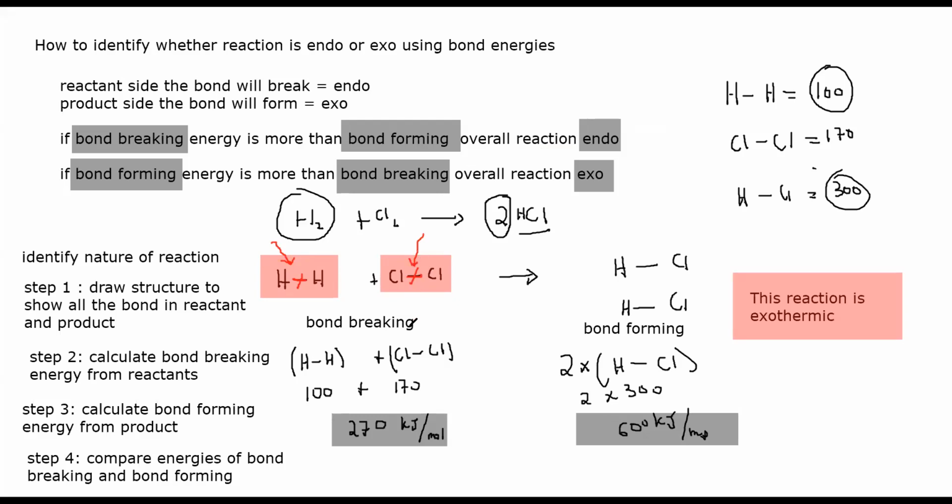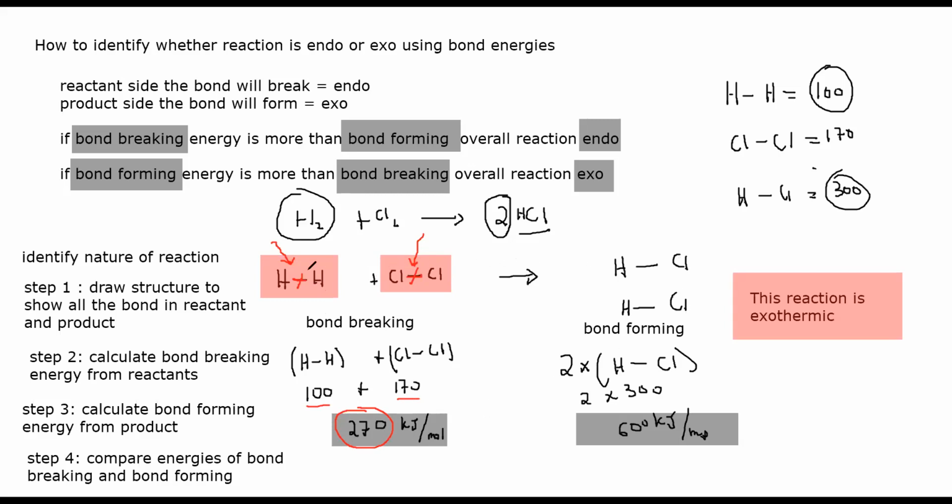Because bond breaking is endothermic. Bond breaking always absorbs energy, or takes in energy. So the bonds on the reactant side will first break and absorb energy. First we identify how much energy is absorbed by these bonds when they are breaking. They are absorbing 270 kilojoule per mole. The hydrogen bond absorbs 100 and the chlorine bond absorbs 170. So the total energy they absorb is 270 kilojoule per mole.